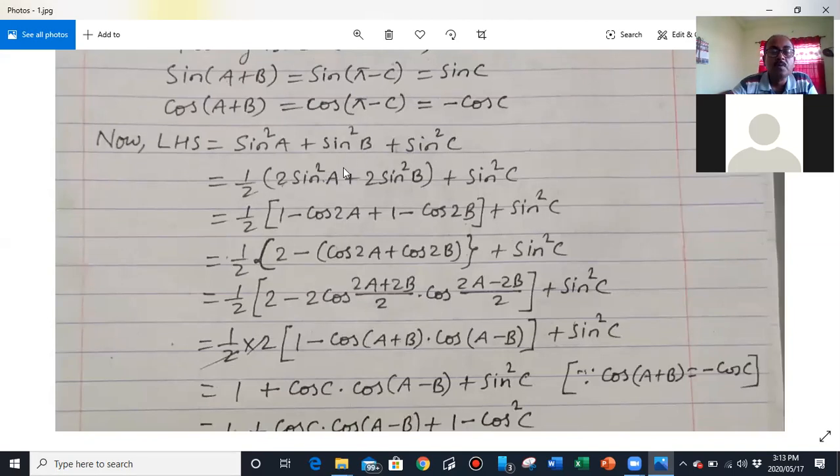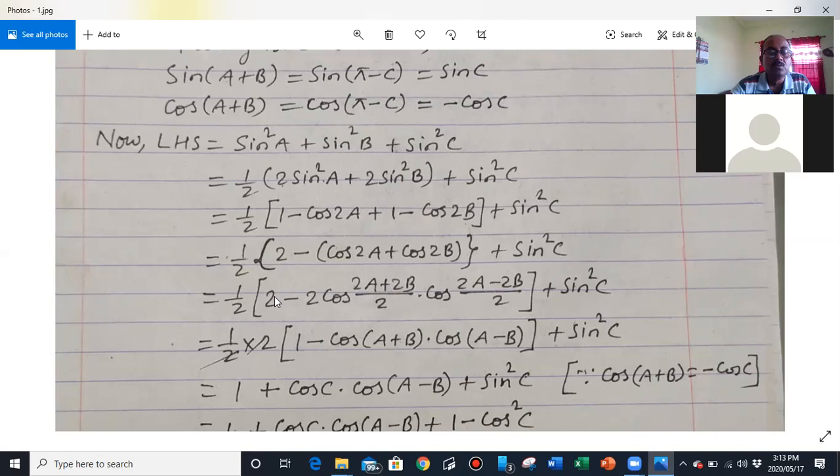So you make a group of 2 and multiply by half and 2, and the third you keep aside. So 1 by 2, 2 sin square a is 1 minus cos 2a, because cos 2a is 1 minus 2 sin square a. So 2 sin square a is 1 minus cos 2a. 2 sin square b is 1 minus cos 2b, plus sin square c. Now 1 plus 1 is 2. These two are negative, minus cos 2a minus cos 2b. So keep them in one group, take minus out: cos 2a plus cos 2b, plus sin square c.